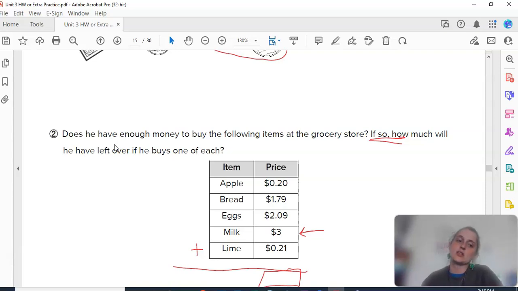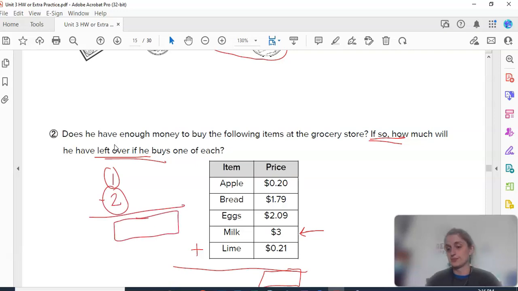If your answer is yes, then you have to figure out how much he has left over. You're going to have to subtract your answer from number 2 from what he had from number 1 to get how much money he has left over.